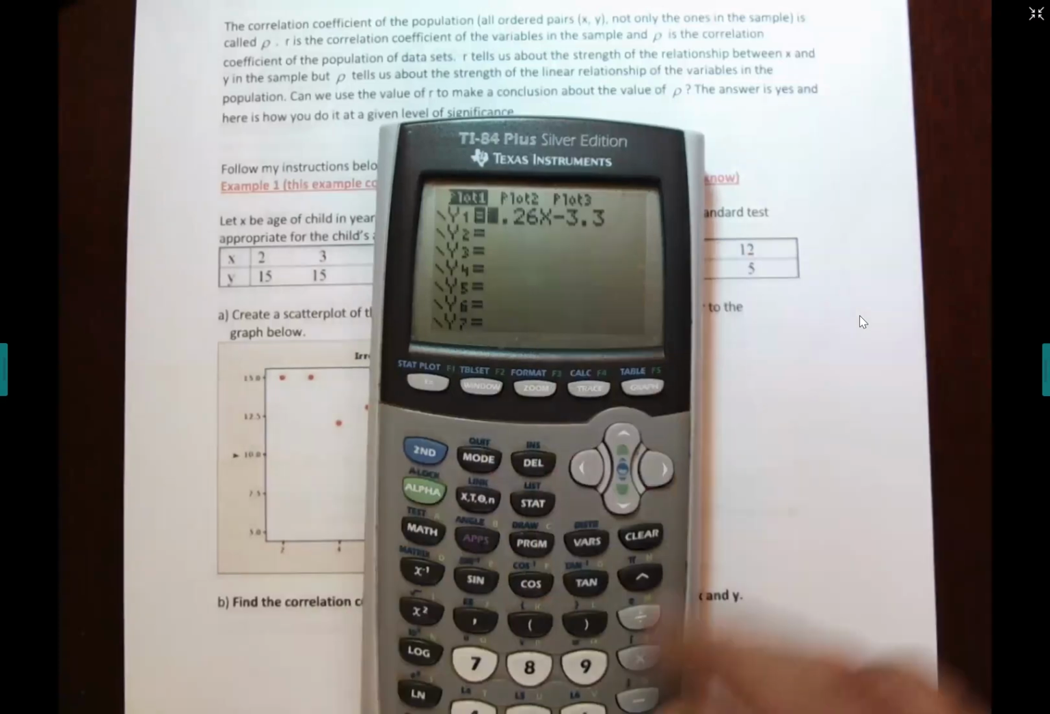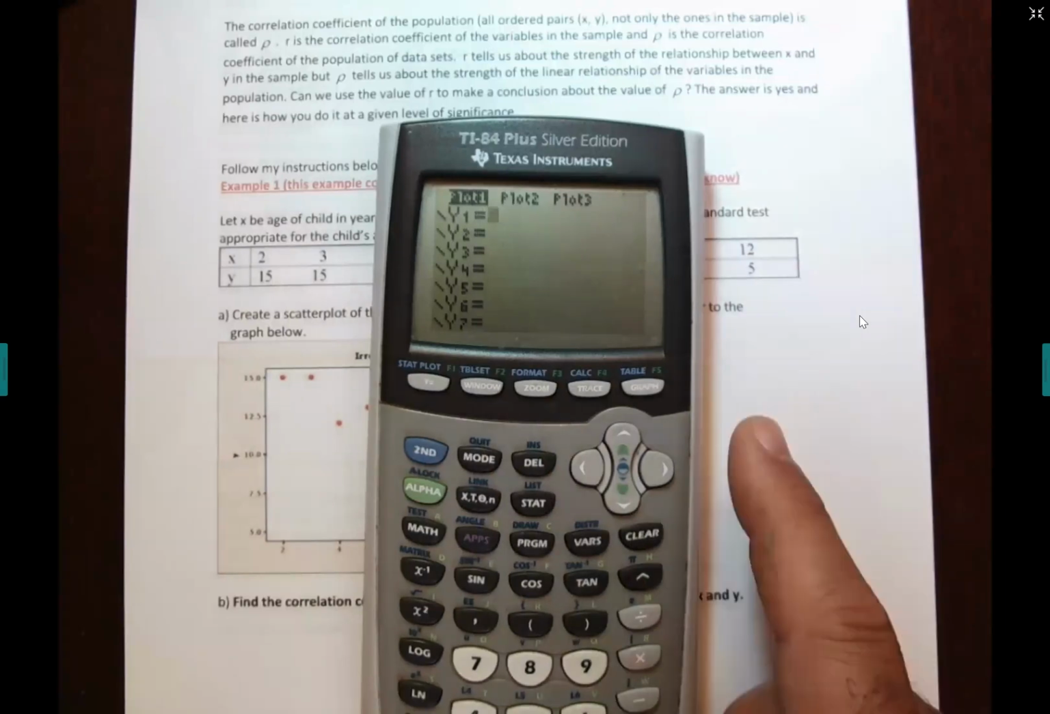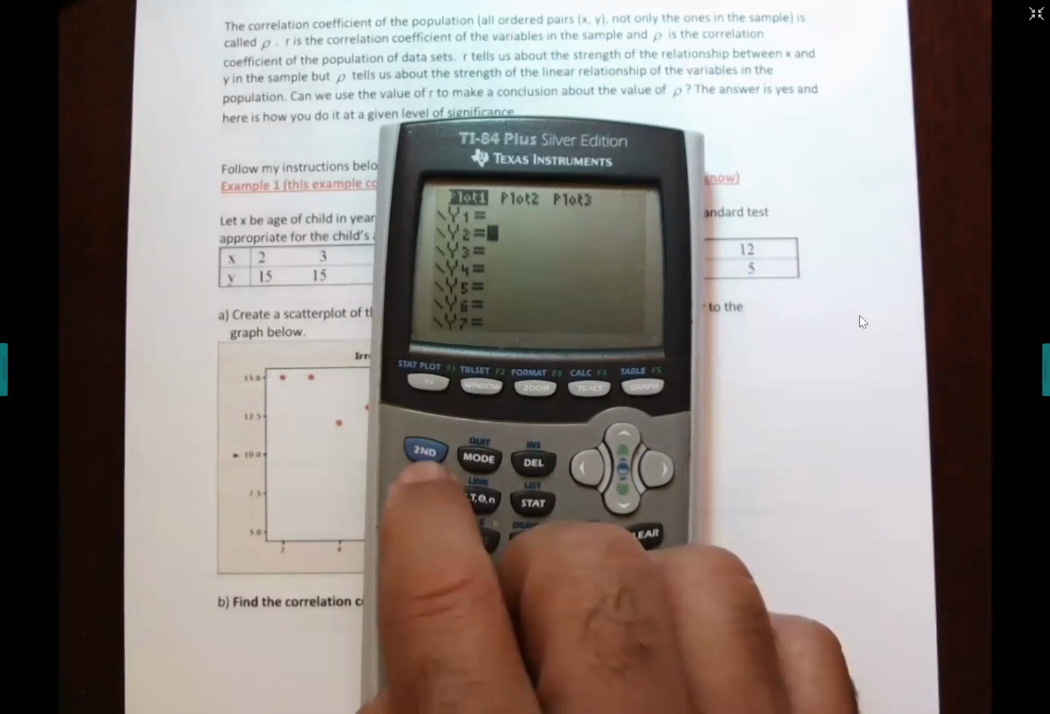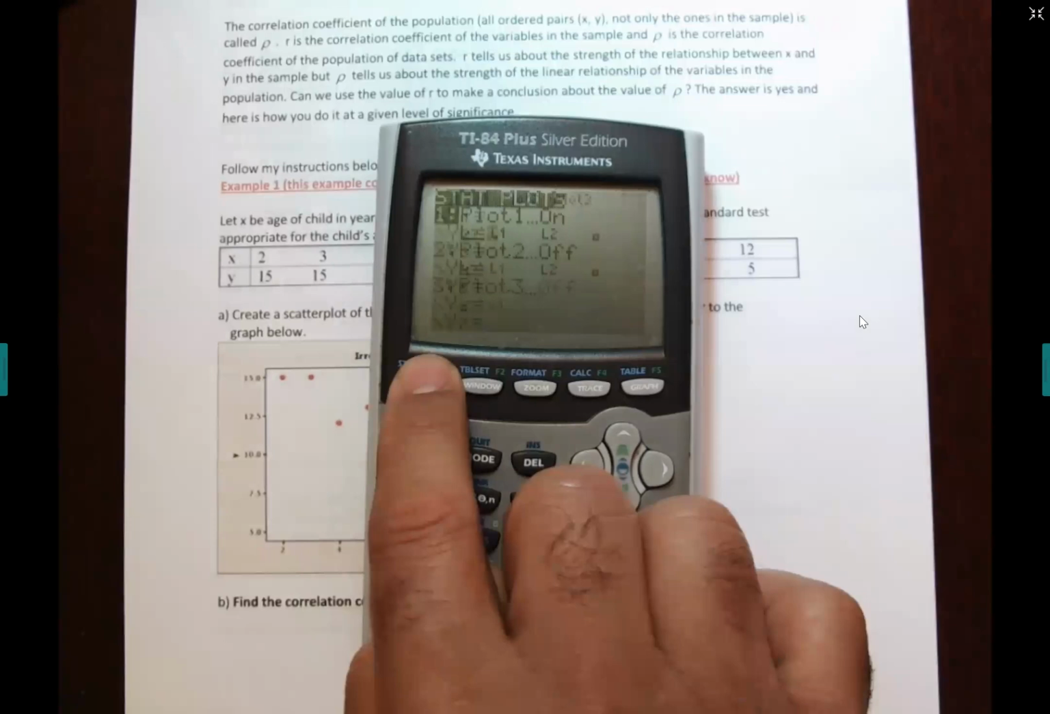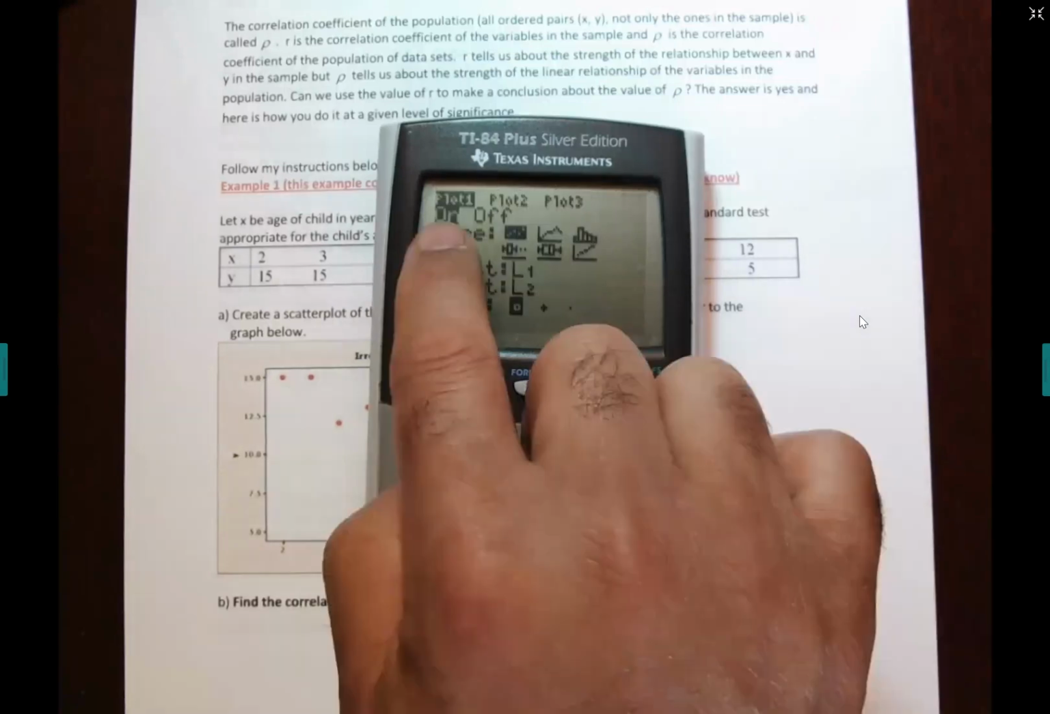Now let me just clear this. Okay, and press enter now. Second and Y equals right here. And press enter. Make sure that on is selected right here.